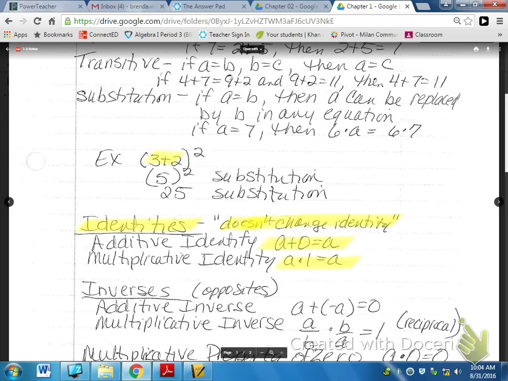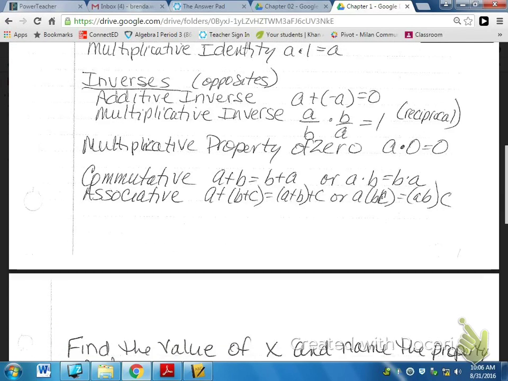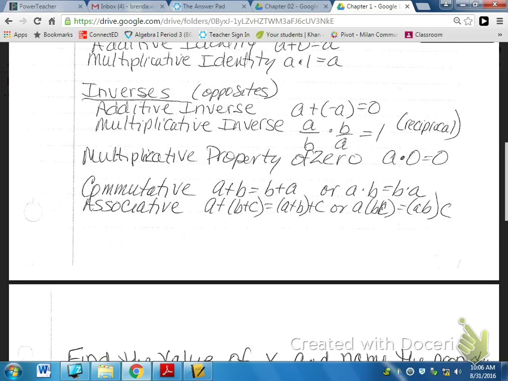All right, we're going to look at inverses. Inverses deal with opposites, okay? And again, for the inverses, you have addition and multiplication. Both of them have inverses. For the additive inverse, you are adding opposites, A and negative A, to give you 0. And multiplicative inverse, you multiply A over B and B over A, because what happens when you multiply those things, everything cancels out and it becomes 1.